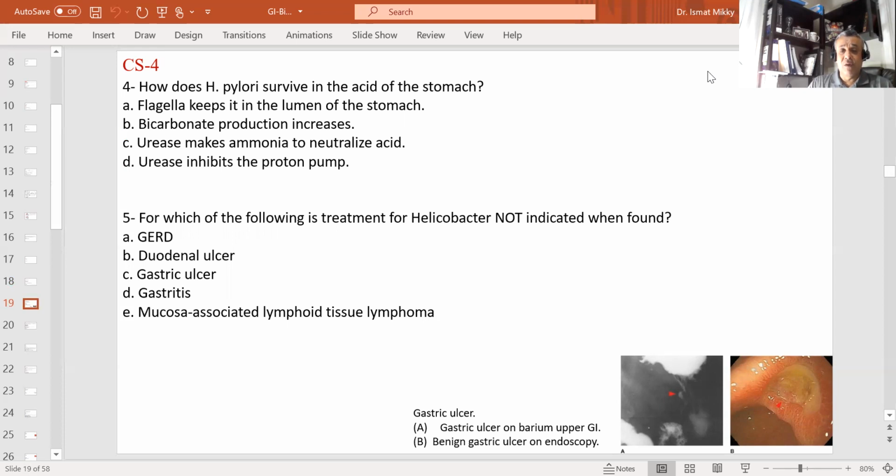So for which of the following is treatment for H. pylori not indicated when found? That's GERD. Helicobacter pylori does not cause GERD. It is associated with all the others, and is largely the causative organism.